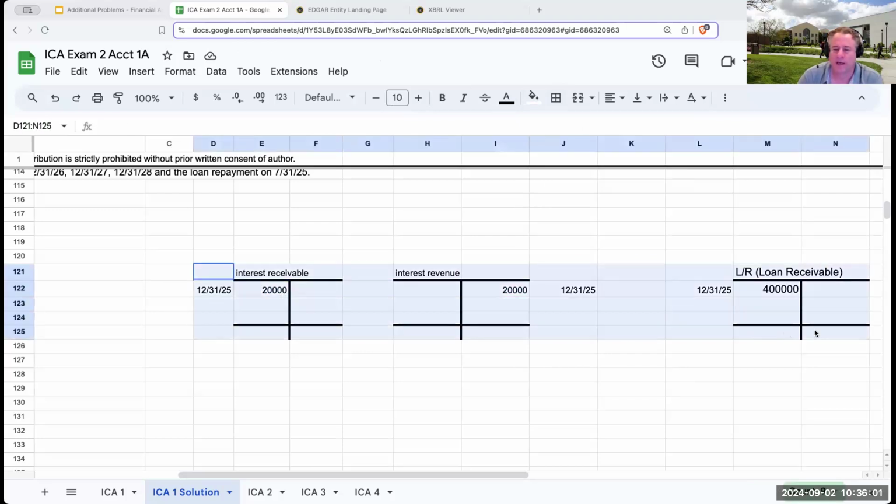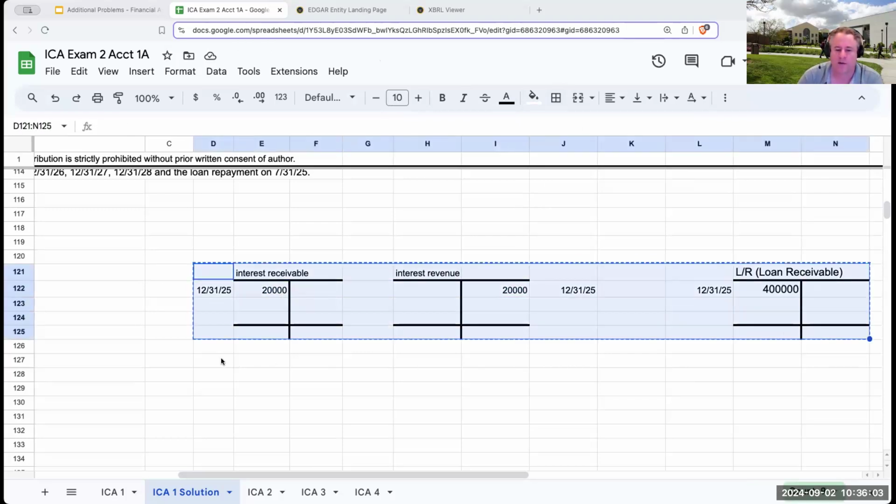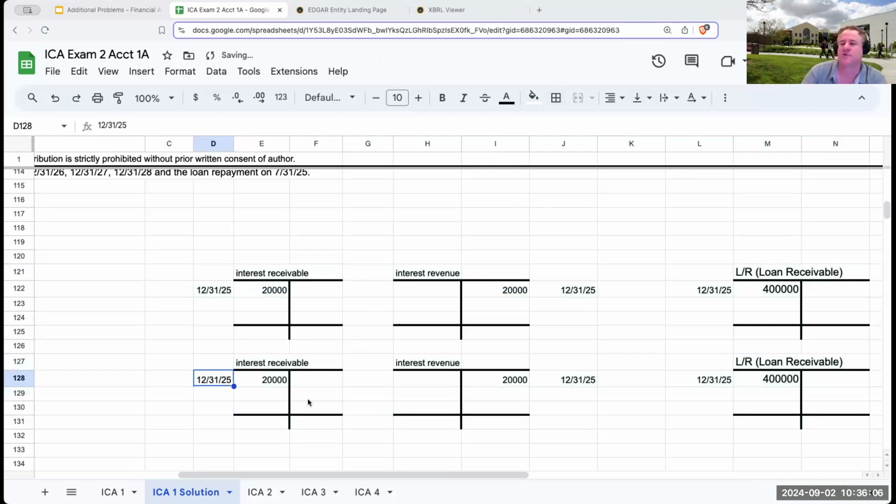So when we look at our balances, if we're going to 2026, what happens? Well, the revenue is going to be closed out to zero. So on 1/1/26, the revenue is going to start at zero. However, our interest receivable, the ending balance of 2025, becomes the beginning balance of the following period. Similarly, over here on 1/1/26, the ending balance of 12/31/25 becomes the beginning balance of 1/1/26.